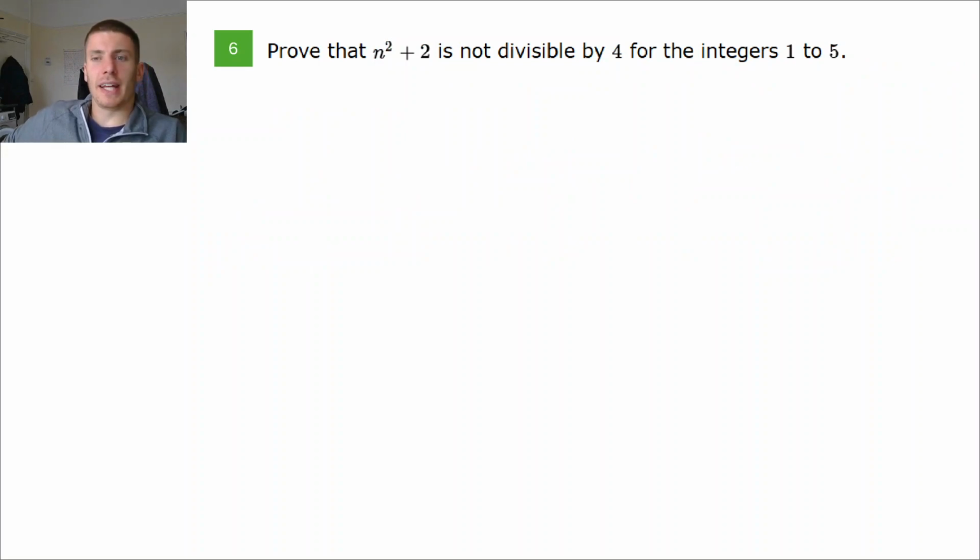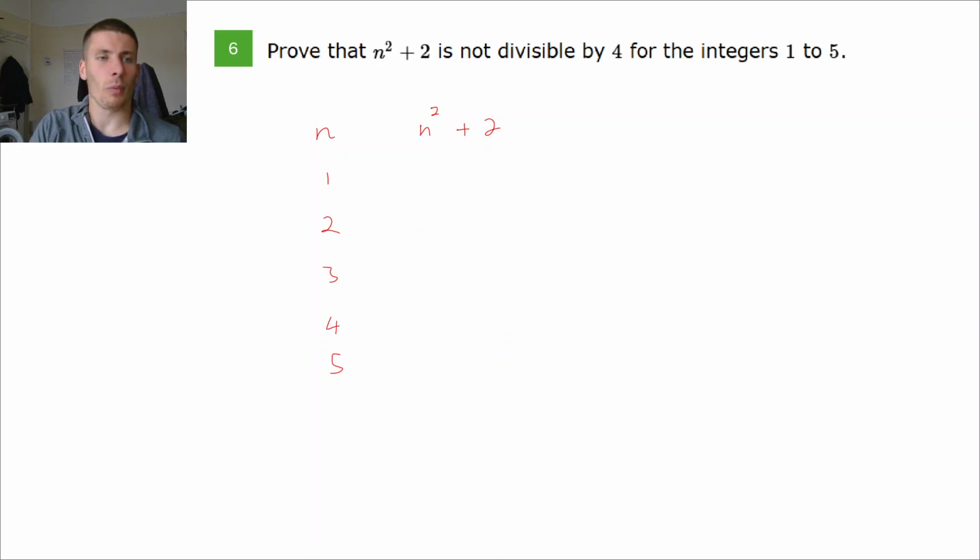Excellent. Question number 6. Is this proof that n squared plus 2 is not divisible by 4 for the integers 1, 2 to 5? Again, because we're not considering many integers here, it's probably a good idea to create a bit of a table and go through our integers. So let's do that. Some integers n, 1 through to 5, so 1, 2, 3, 4, 5, and we've got n squared plus 2, so we're creating a bit of a table here again.